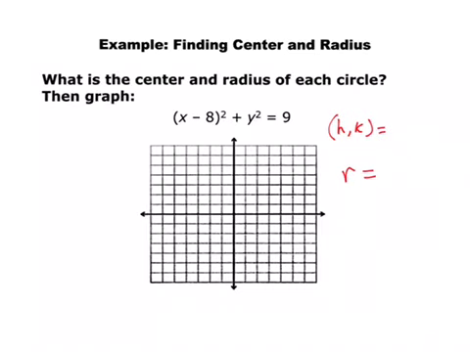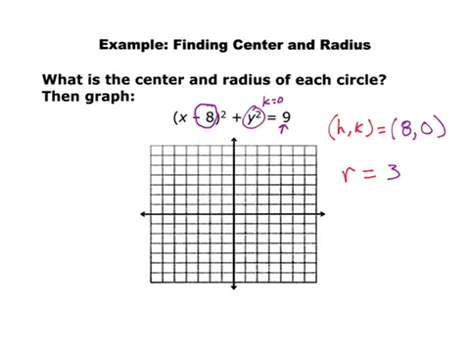So based on what we know about circles, this value represents h. So our center is at 8, and then there's no other value with the y, so that means that k should be 0. So our center is at (8, 0), and our radius in this case, well, we'll just square root this value, and our radius should just be 3.